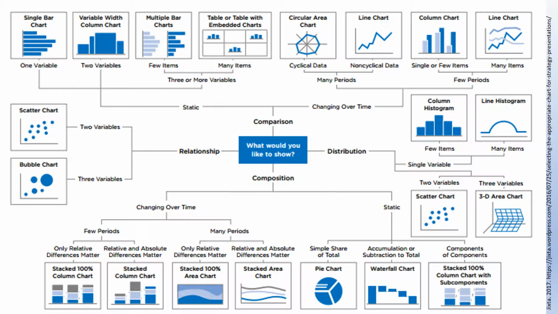We start at the center of the diagram. When we're using this diagram, we start at the middle where it says, "What would you like to show?" It is clear that I am making a comparison between the outcomes for two different methods. Since the feedback is not changing, I can use a bar graph.